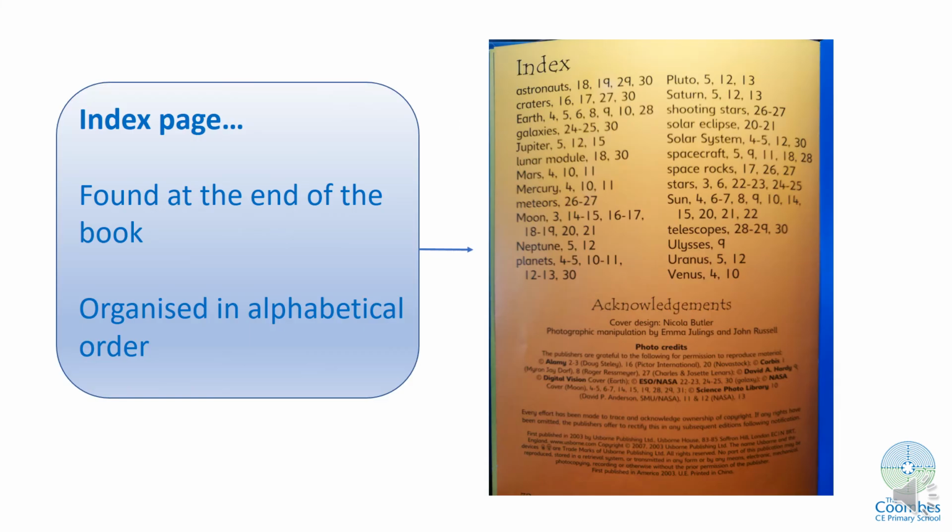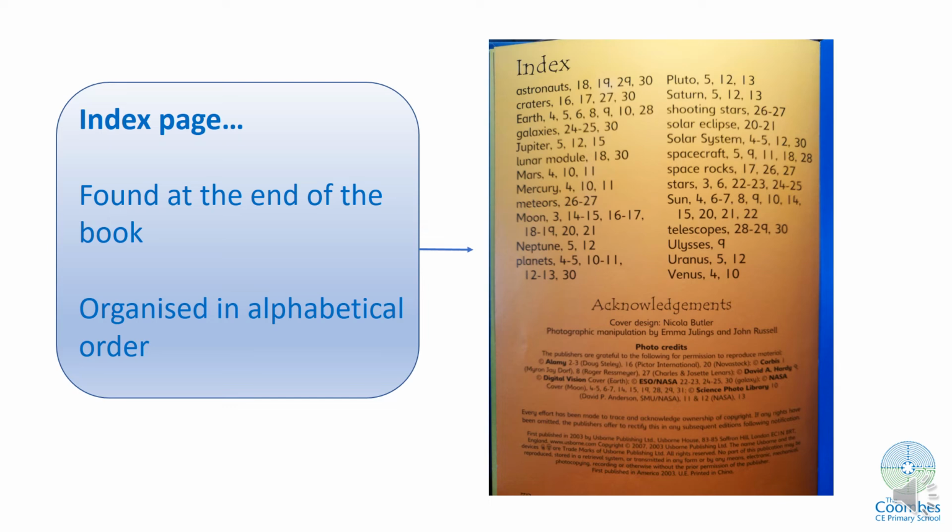And then moving on again, we find the index. Now the index is another way that we can find information within this text. We said at the beginning, it didn't matter what order you read this text in, you might just be dipping in and out of it to find some information, and the index is one way that you can do that.